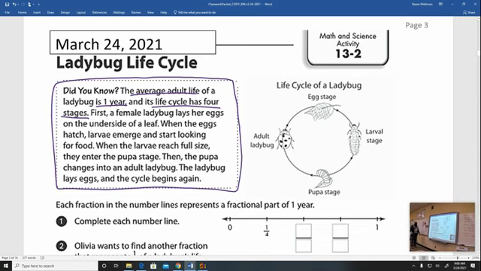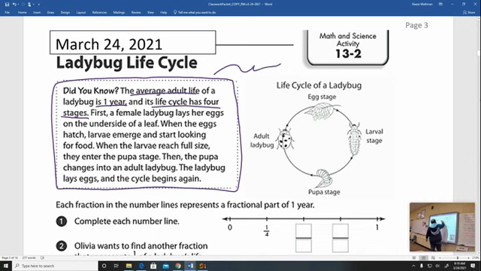First, a female ladybug lays her eggs on the underside of a leaf. When the eggs hatch, larvae emerge and start looking for food. When the larvae reach full size, they enter the pupa stage. Then the pupa changes into an adult ladybug. The ladybug lays eggs and the cycle begins again. So they showed us the little life cycle right here, right? Life cycle of a ladybug.